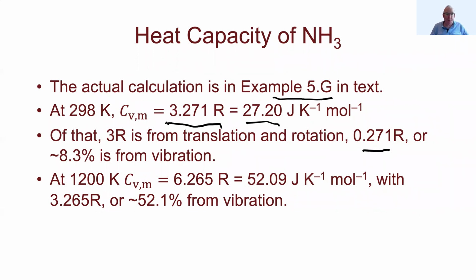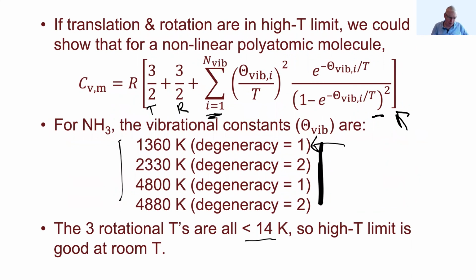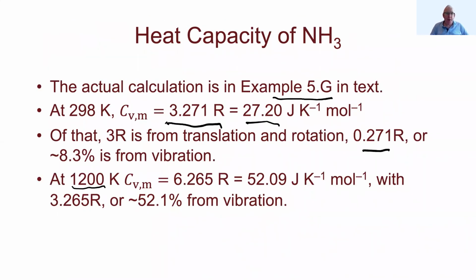If instead of room temperature, I raise the temperature, if I go up to 1200 Kelvin, then, flipping back for a second, at 1200 Kelvin, my actual temperature is now on the order of that first theta, right? So I'm beginning to have significant possibility of vibrational excitation there. When I do that, my heat capacity rises and goes to be over 6R now, right? So I've nearly doubled the heat capacity by raising the temperature. All of that additional heat capacity is coming from vibrations now, right?